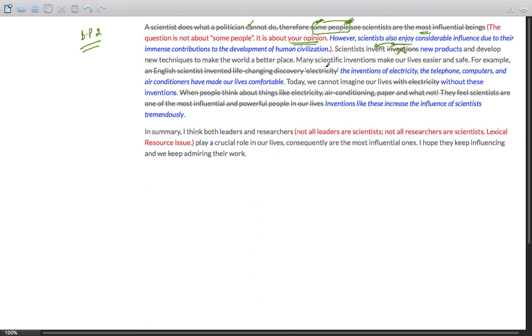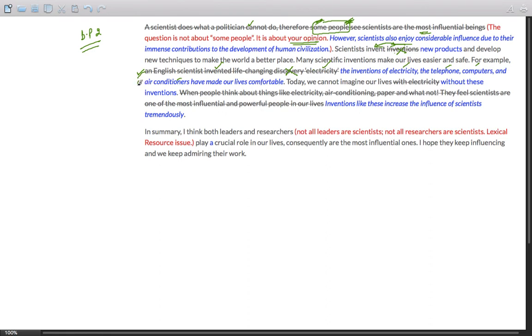Then you have stuck just to electricity. For example, an English scientist invented life-changing discovery electricity. It cannot be discovery if it is invention. It cannot be invention if it is a discovery. So stay safe. Do not stick to just one idea of electricity. Mention a number of things. The invention of electricity, telephone, computers, and air conditioners have made our life comfortable. Then explain a bit about them. Today we cannot imagine our life without these inventions.